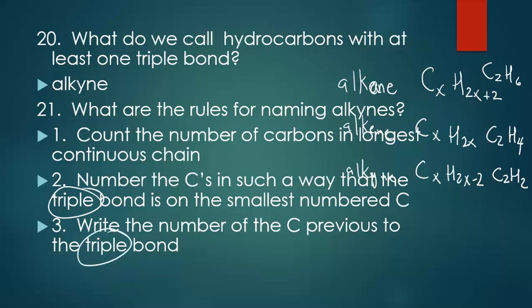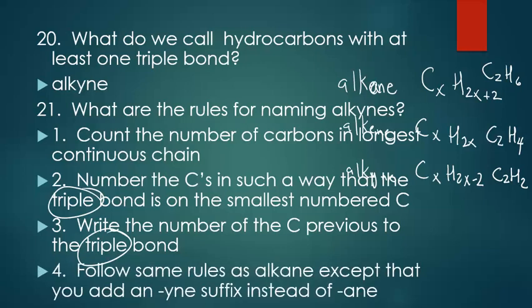So count the number of carbons in the longest continuous chain. Number the C's in such a way that the triple bond is on the smallest numbered carbon. Write the number of carbons previous to the triple bond. So the triple bond will be following the carbon that you need to number. Follow the same rules as alkane, except that you add a Y and E instead of an A and E.